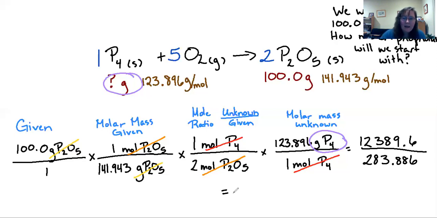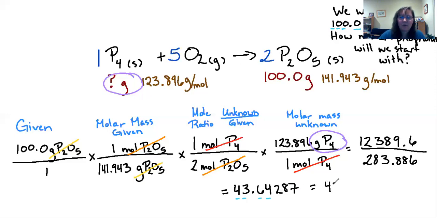283.886. And now I'm going to take a step out and see that I have 1, 2, 3, 4 significant figures. And so I can have 4 significant figures. And my calculator gives me 43.64287. And I can have 4 significant figures, which means the 2 will round down.